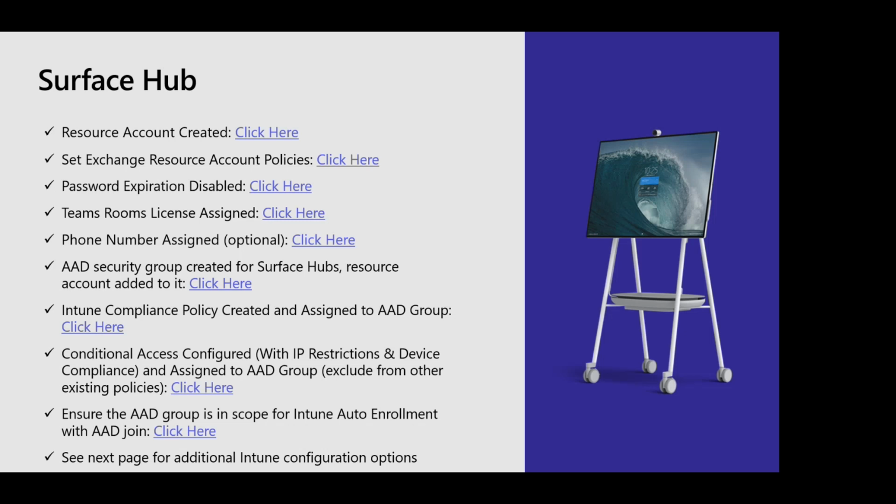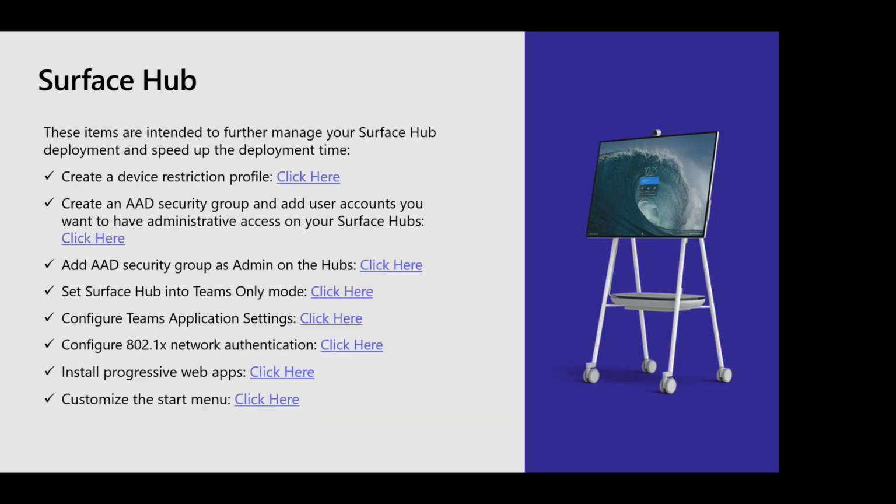And you'll see, like Jeremy mentioned, as far as the resource account, setting the Exchange resource account policies, the password expiration is disabled, and the Teams Rooms license assigned. You don't want the password expiration because a lot of times if it expires, then it's going to sign out of the device, and somebody's going to have to be there in order to put the new password in. And in the shared devices, that's not the recommendation.